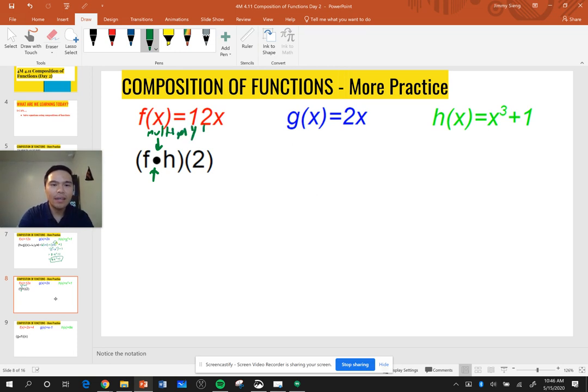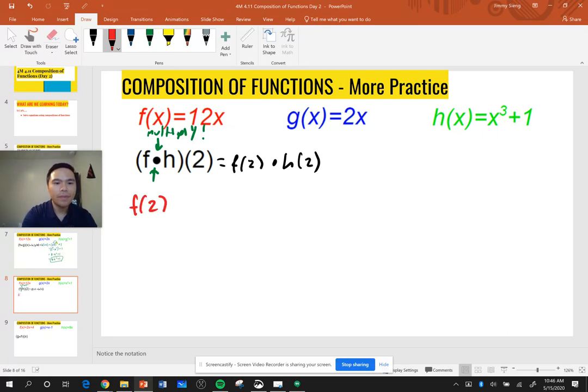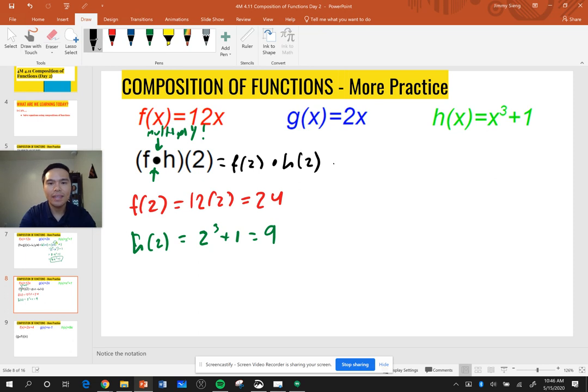Multiply. So we're going to take our two functions, f of 2, and we're going to times that with h of 2. All right? So f of 2, well, that's easy. That's going to be 12 times 2, 24. And then h of 2, well, that's just going to be 2 to the third power plus 1. 2 to the third power is 8, so you get 9. This ends up being 24 times 9. Use your calculator. 216.